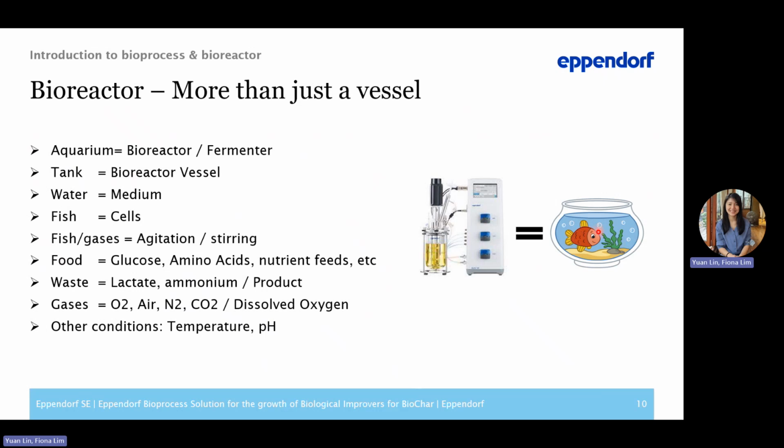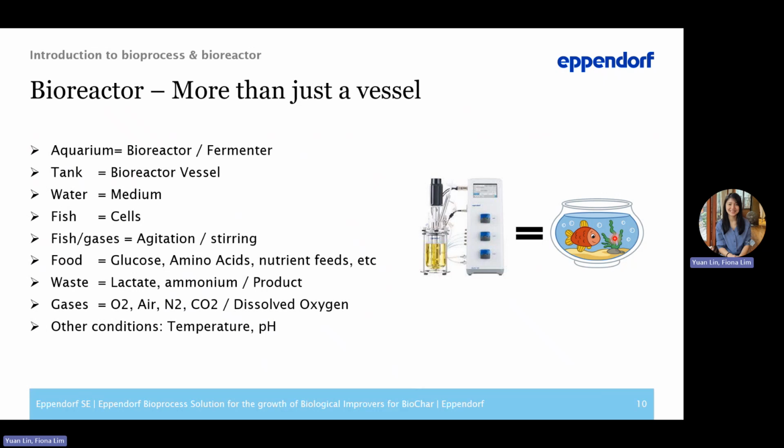And when they move within the aquarium itself, it produces some kind of stirring or agitation within the aquarium that could be translated to how agitation and stirring is being done in the bioreactor. Similarly, daily we introduce food, we feed the fish daily, we make sure that they have enough food, and daily the fish would also produce some kind of waste into the fish tank. That is the same with cells in the bioreactor.